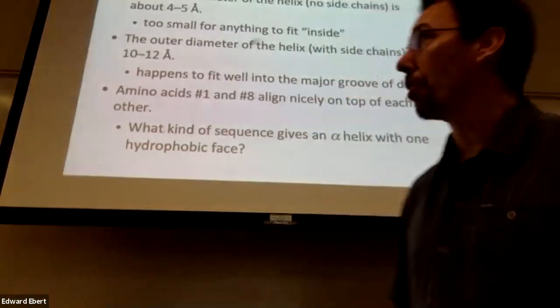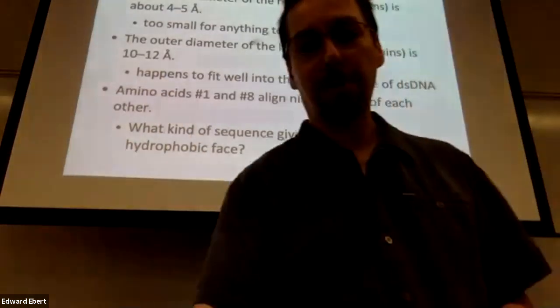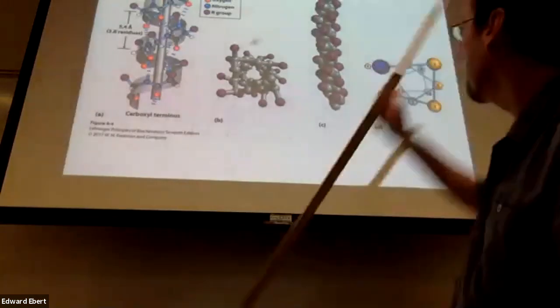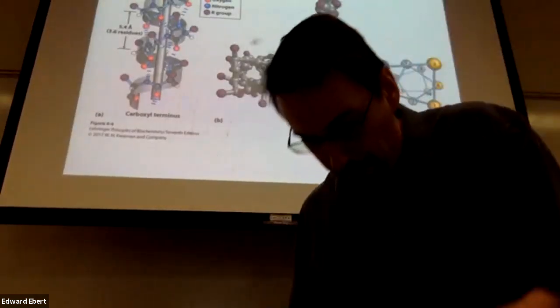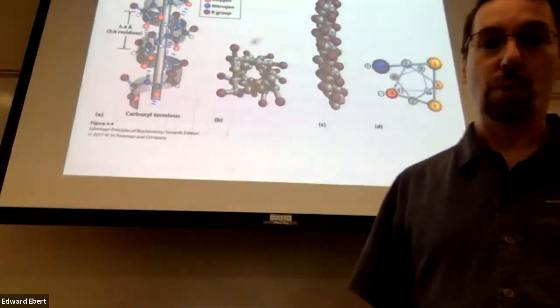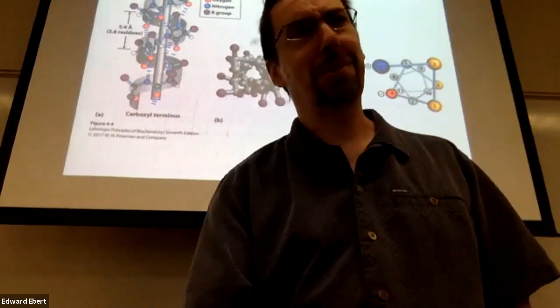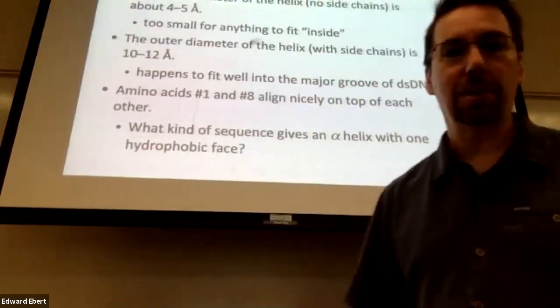And of course, if we look at our amino acids, number 1 and number 8 sit almost on top of each other. So if I go back up, you can see this. Here's number 1, here's number 8, and if you're looking down on the helix, they almost line up. They're close to that. Really, I'd say it'd be like 1 in 3.6, but close enough.